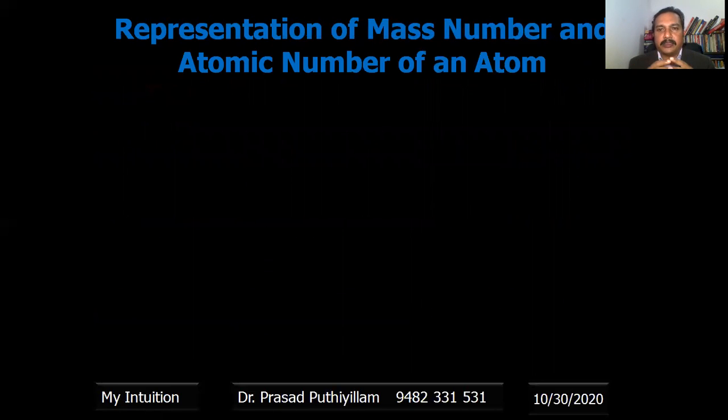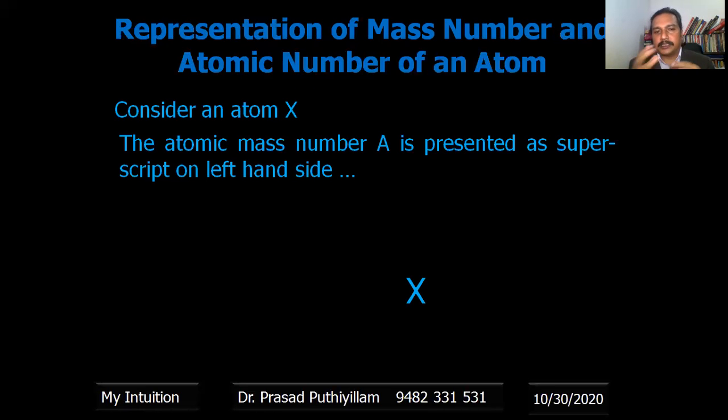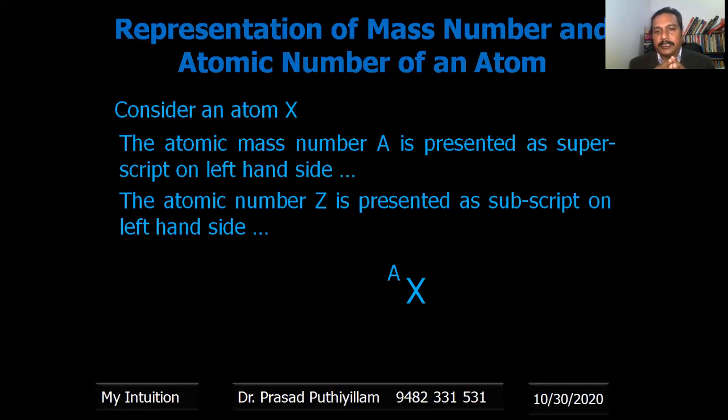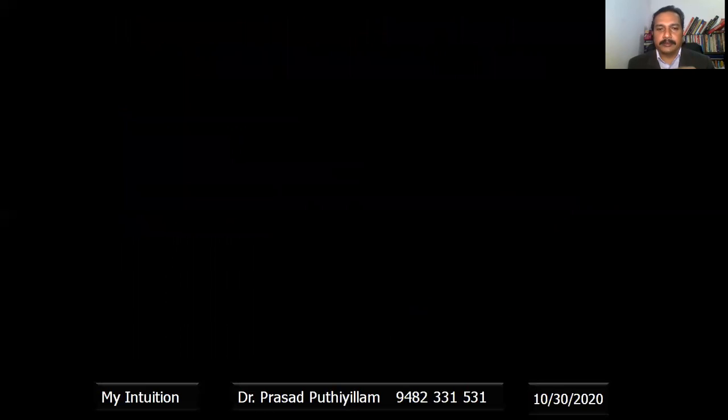Now, how do we represent the mass number and atomic number of an atom? If we consider an atom as X, the mass number A is written as a superscript on the left-hand side of that atom, and the atomic number Z is written as a subscript on the left-hand side. So the mass number as well as the atomic number of an atom can be represented like this.